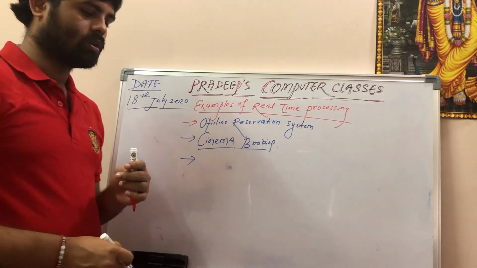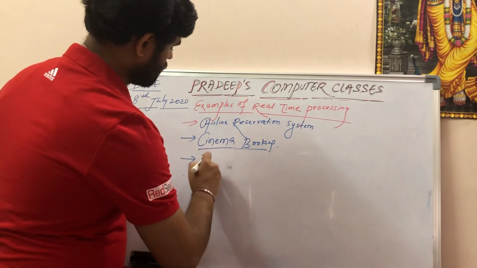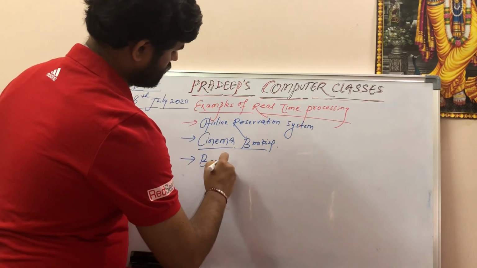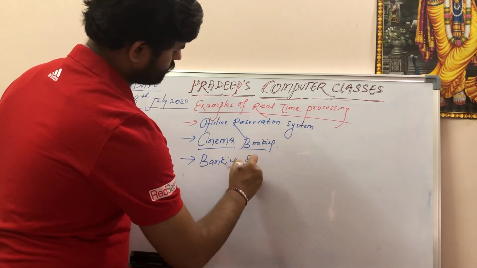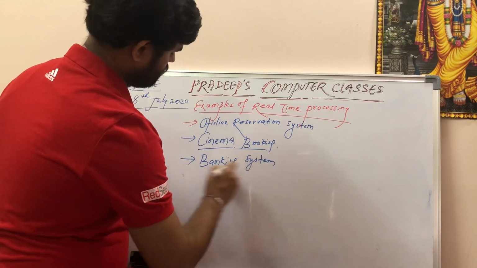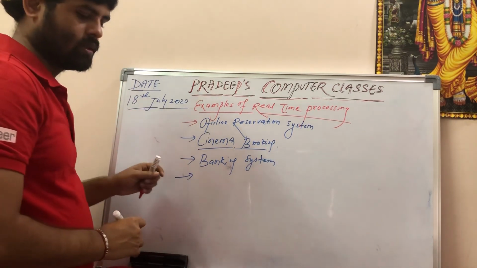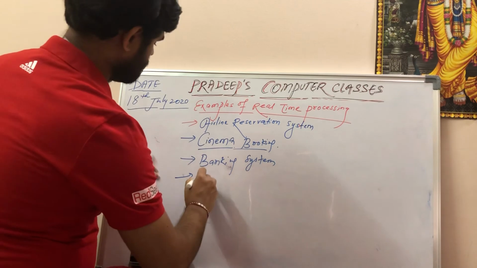Third, we can talk about the banking system. That's what I have said. Banking system. The fourth example is the hospital system.